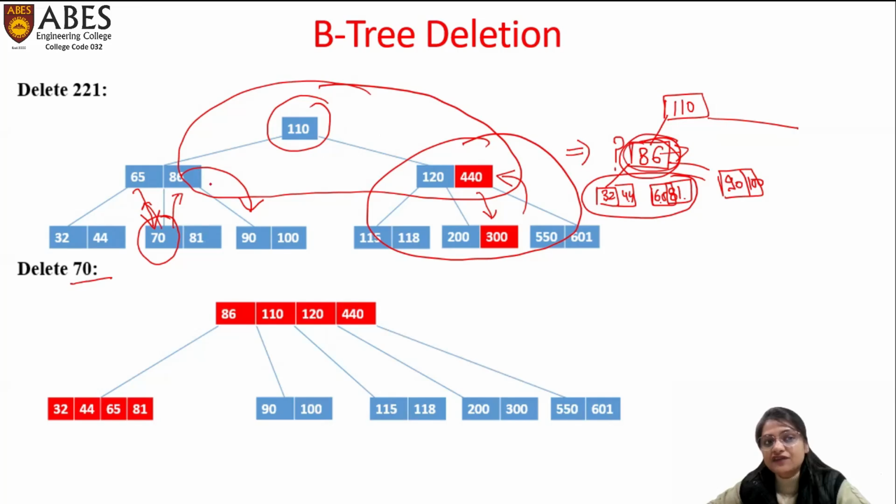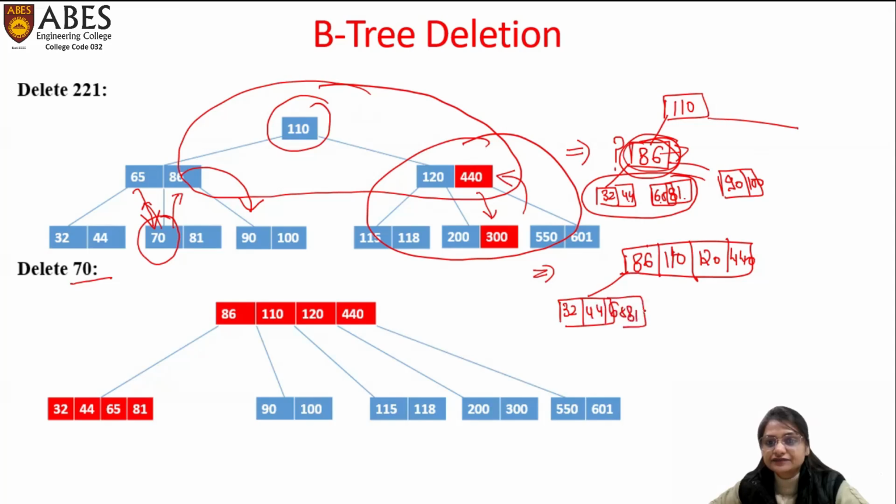At that point in time, when a particular node which needs to be deleted, or which wants to borrow from some other value, and there is no such item which can provide a borrow to this item, then we have to merge all the data items to the single level. Then the tree structure will look like this. 86 will be combined with 110, 120, and 440. The left child will be 32, 44, 65, and 81. Its right child will be 86's right child, and 110's left child will be 90 and 100.